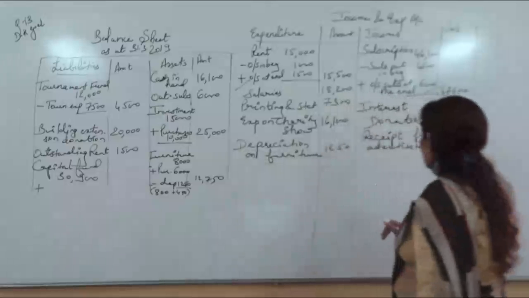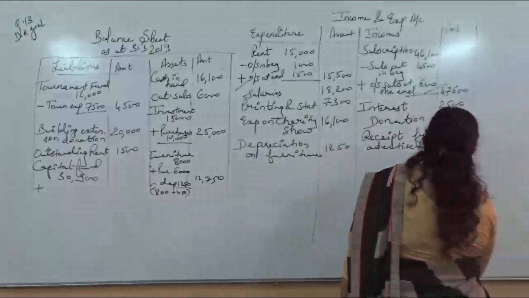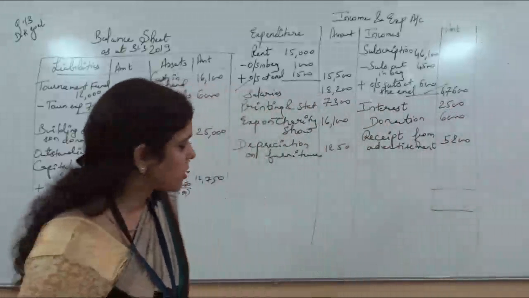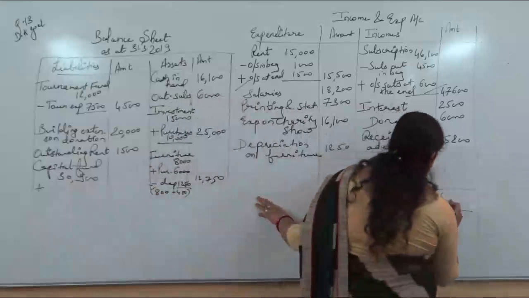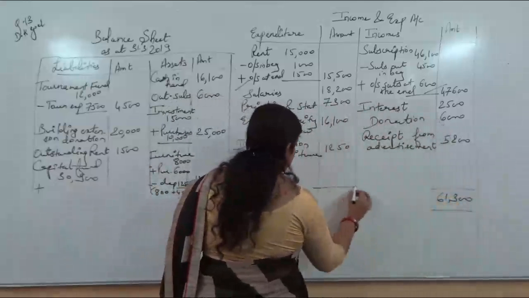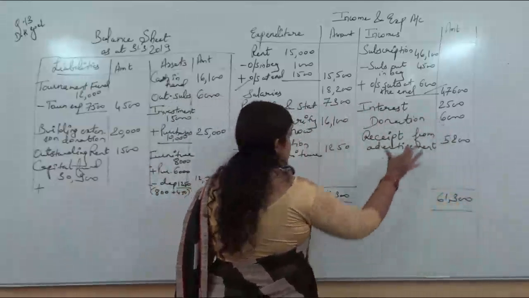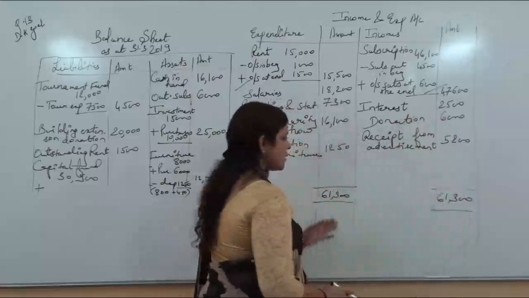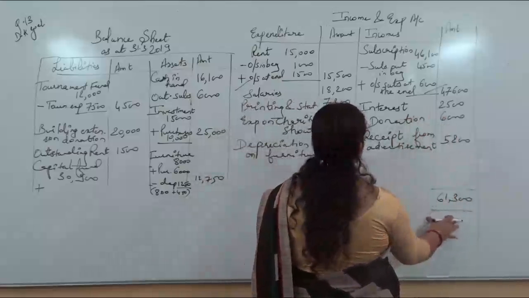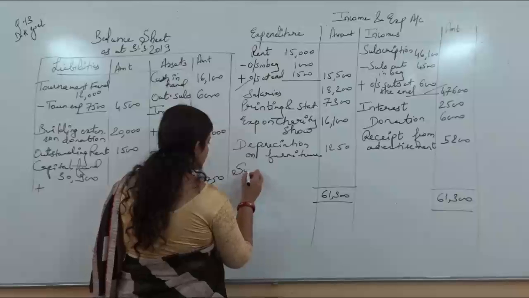Now do the total of both the sides. How much is the total coming? 61,300. Yes, 61,300. The income side is more, you can see. As we are always writing the totals of both sides, this is 61,300 of the income side. Subtract these expenses, and you will get the surplus.